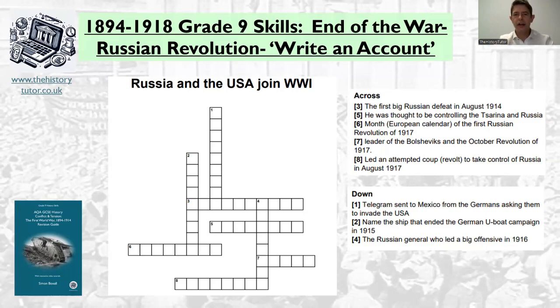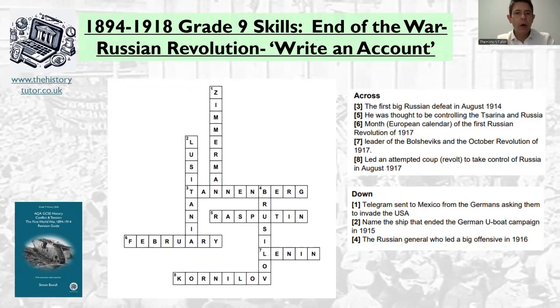Okay, so here are the answers then. One down is the telegram sent to Mexico from the Germans asking them to invade the USA. It's the Zimmermann telegram. So a little bit about the USA in the war there. Then looking at the down ones again, two down, name the ship that ended the German U-boat campaign, the Lusitania. And then number four, name the Russian general who led the big offensive of 1916. That should be Brusilov.